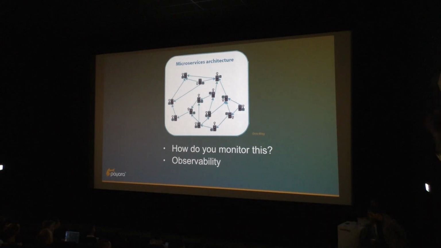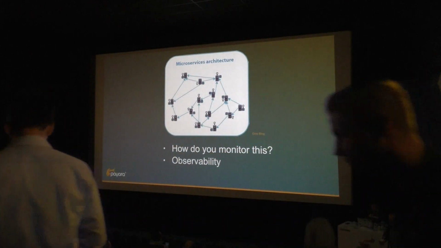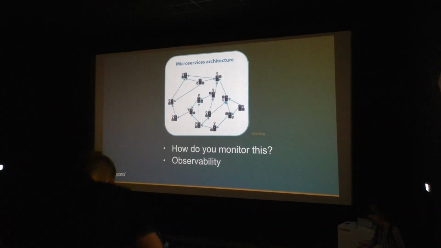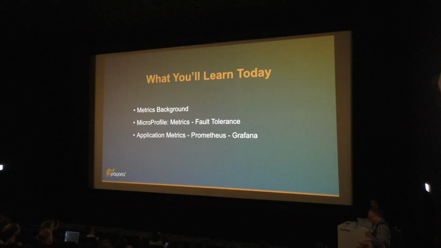We need to have something which is called observability, and then do the things that we need to do and avoid it in the future, maybe. So in this session, I'll tell you a bit more about what is metrics background, a few principles. Probably you all know them already. And then I'll talk about what is MicroProfile, and especially that metrics specification. How can that help us for that picture that I've shown you?